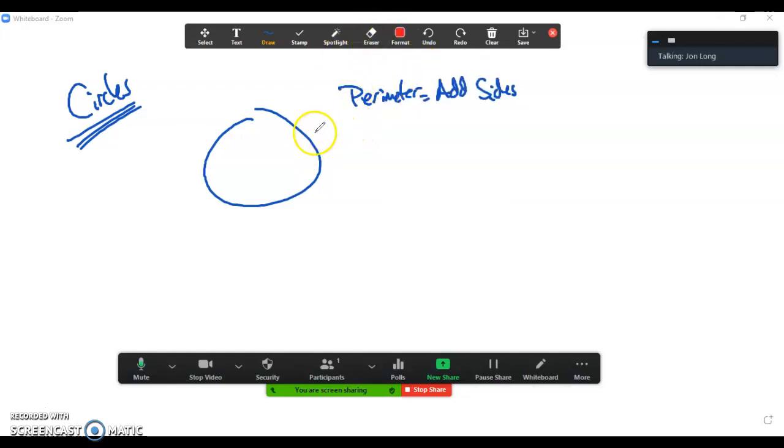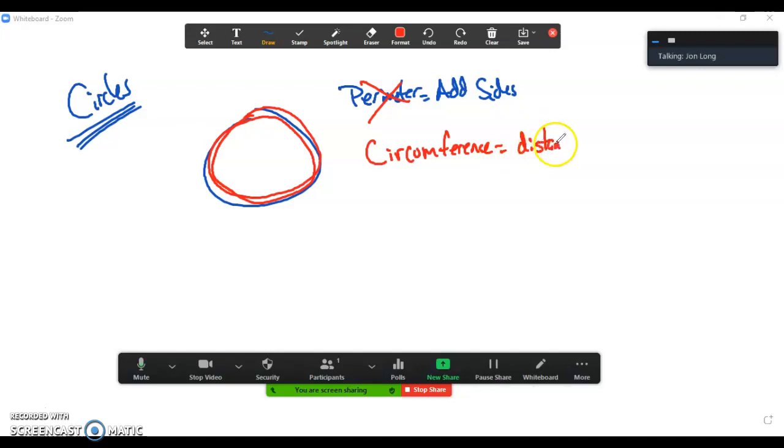So what they actually have to do with circles is kind of scrap this idea. They still can measure the distance around the outside, but instead of the perimeter, it gets a new name, which is called circumference. Now, I know a lot of you have heard and dealt with this before. Just know the circumference is the distance around a circle.